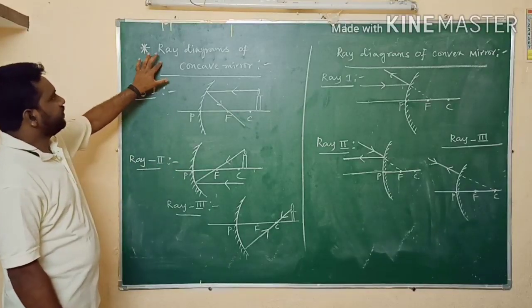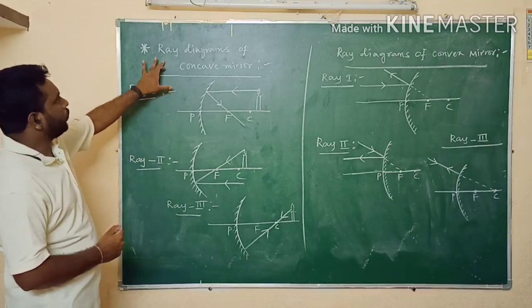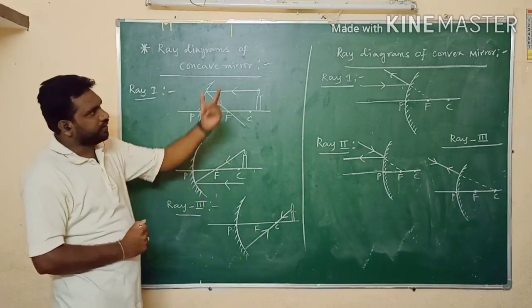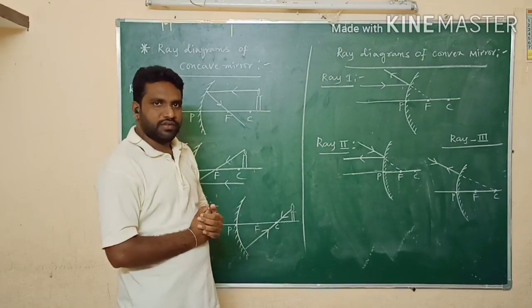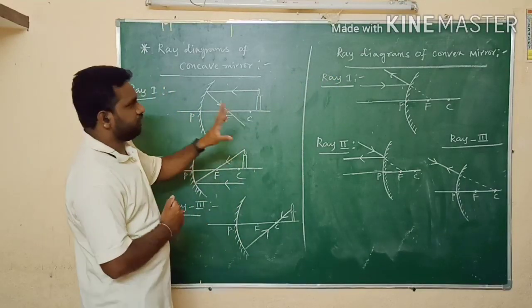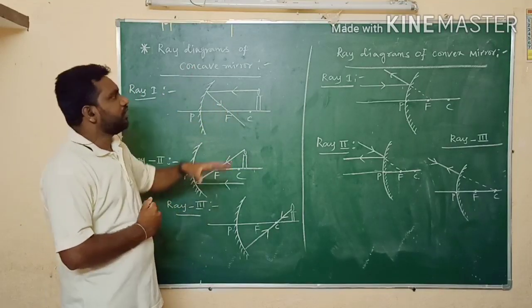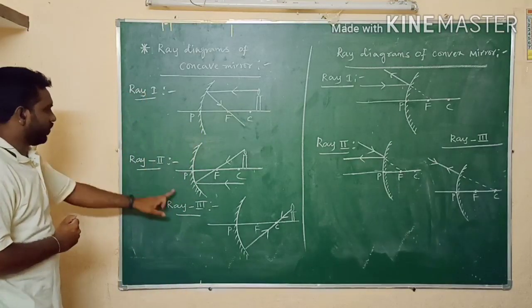Okay friends, now we are going to learn how to draw ray diagrams in the case of a concave mirror, and at the same time how to draw ray diagrams in the case of a convex mirror. So basically, we are going to use three light rays in the case of a concave mirror. They are nothing but ray 1, ray 2 and ray 3.